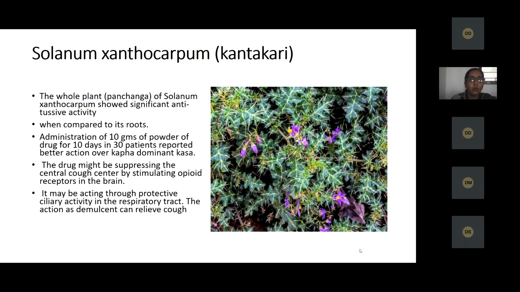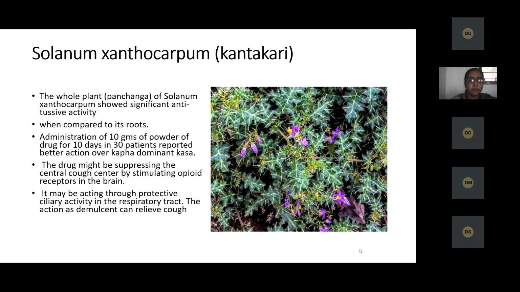The whole plant of the Kantakari showed significant results in anti-tussive activity when compared with the root only. That means Panchanga is very much showing the property of anti-tussive in nature. Administration of 10 gram of powder of the drug for 10 days in 30 patients reported better action in the Kapha dominated class. Again, the Kapha class is showing good results with only Kantakari churna.